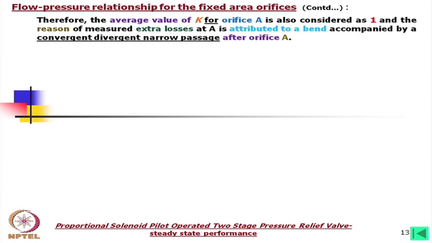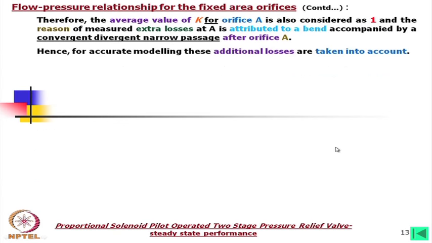Now, the average value of K for orifice A is also considered as 1, and the reason for the measured extra losses at A is attributed to the bend accompanied by the convergent divergent narrow passage after orifice A. Hence, for accurate modeling, these additional losses are taken into account.